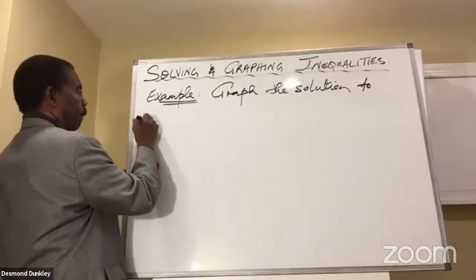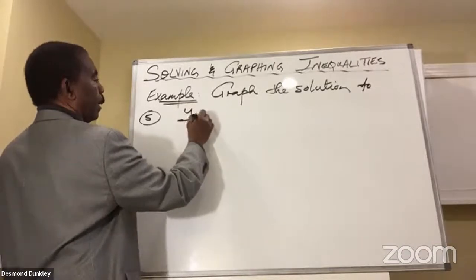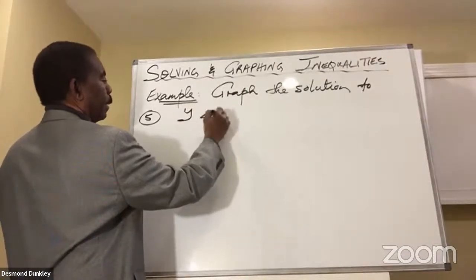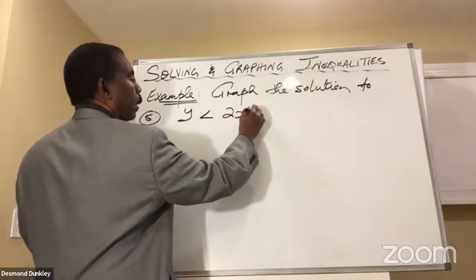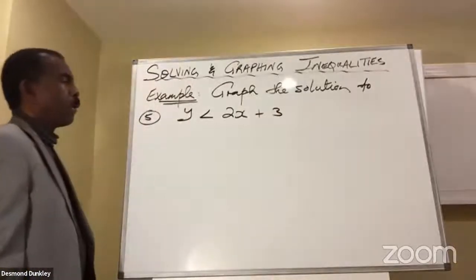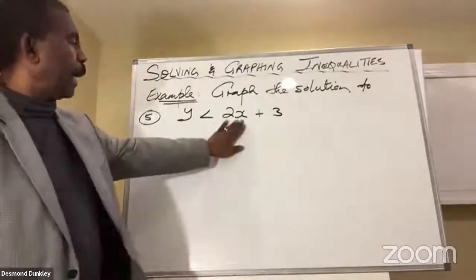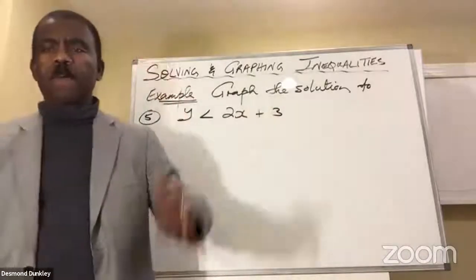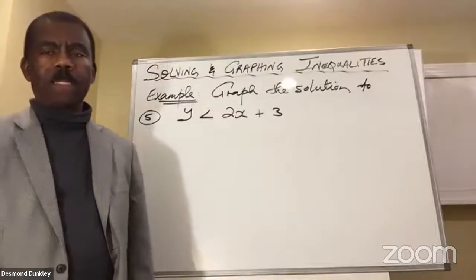So this is going to be number 5. y less than 2x plus 3. So there's a variable x and y. These are the two variables involved. And they say graph the solution to this inequality.